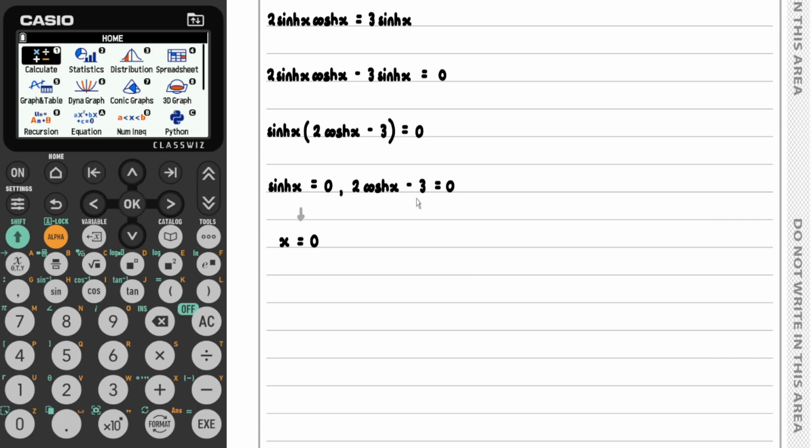and if we have 2 times hyperbolic cosine x subtract 3 equaling 0, from here we can rearrange to say that hyperbolic cosine x is equal to 1.5, and so x will equal the inverse hyperbolic cosine of 1.5.